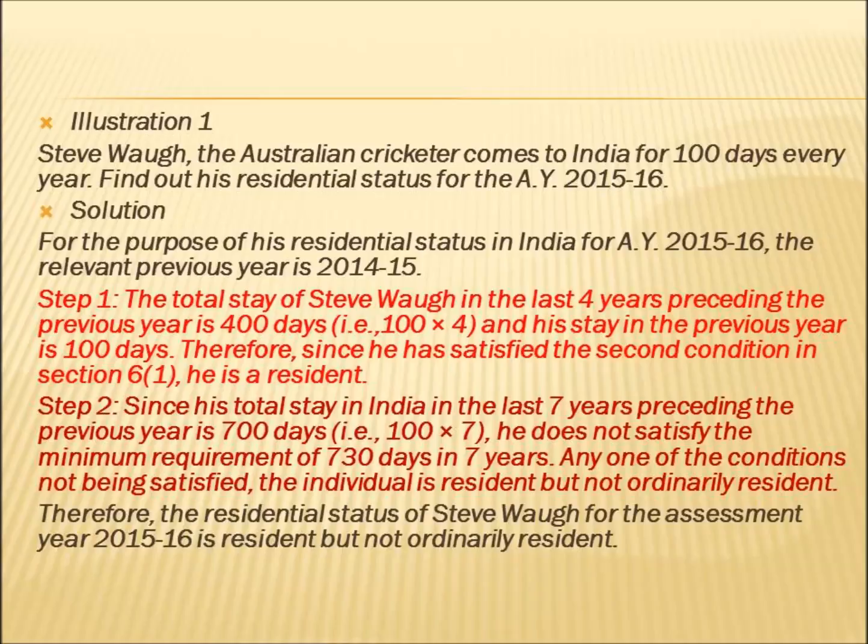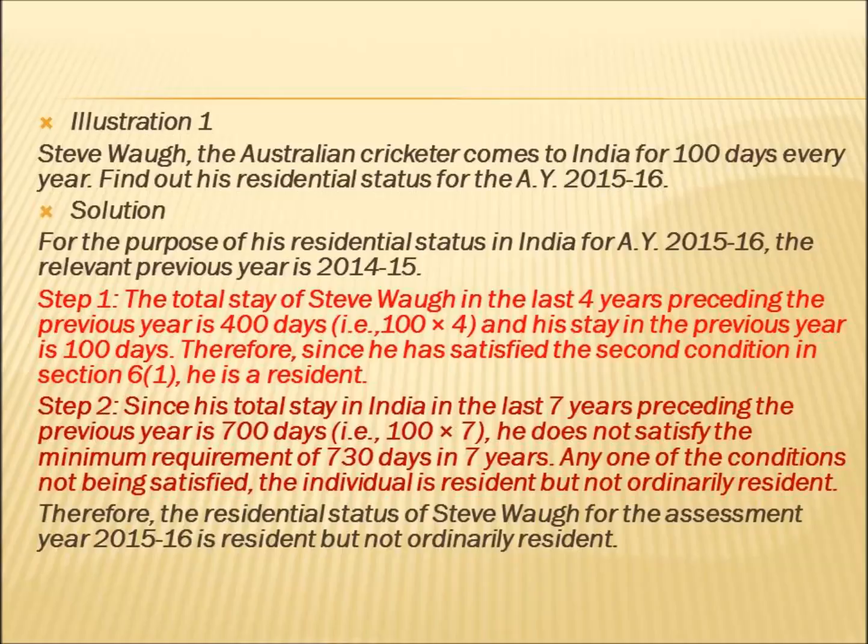What is given there? For the purpose of his residential status in India for the assessment year 15-16, the relevant previous year is 14-15. So we have to see all the conditions given for resident, non-resident, ordinarily resident and not ordinarily resident with respect to the previous year 14-15. So number 1 is to see whether he is resident or non-resident. What are the conditions given for deciding this? We have done this in the previous class. So let us revise that.